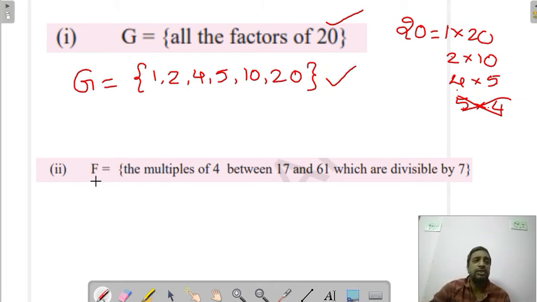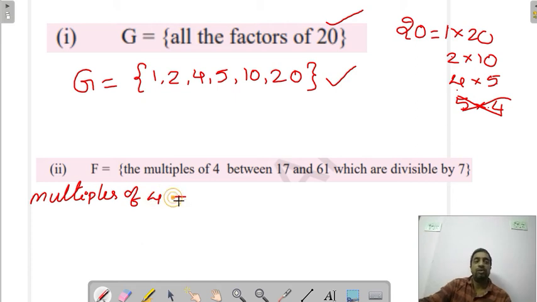Now coming to the next question. F is equal to the multiples of 4 between 17 and 61. Write the multiples of 4 first of all. What are the multiples? 4 1s are 4, 4 2s are 8, 4 3s are 12, 4 4s are 16. But he is asking for more than 17, which means it starts from 20.